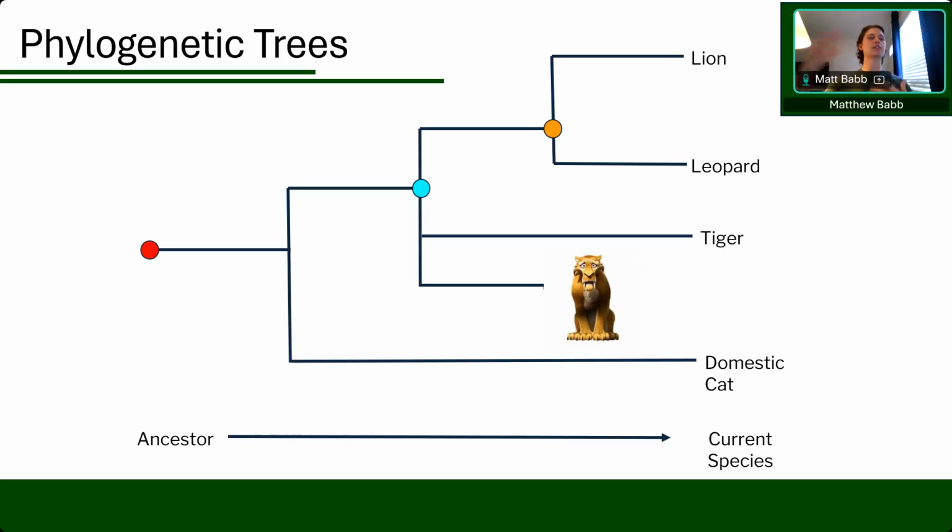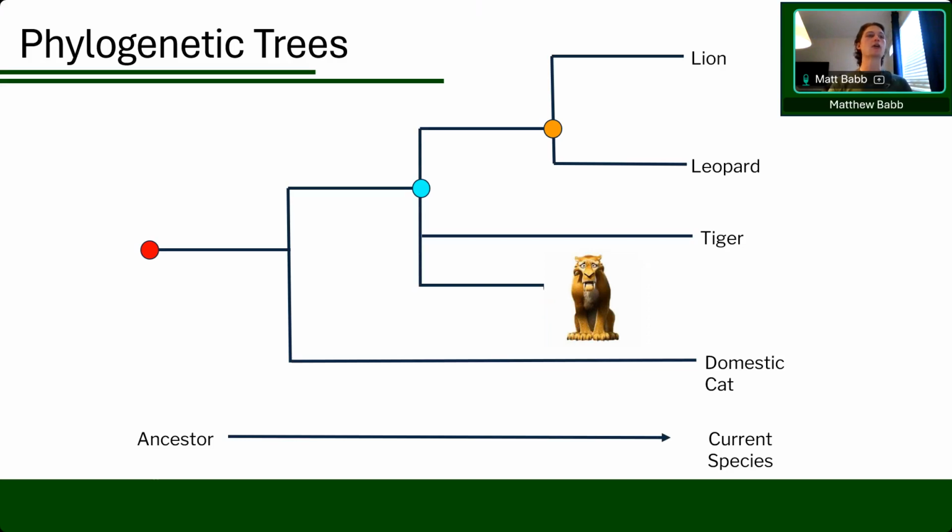If I were to ask you questions about a phylogenetic tree, we can talk about the relatedness of species. For example, lions are most closely related to leopards. Tigers are closely related to leopards and lions, but the amount of relatedness is equal. So this is often a common misconception, right?